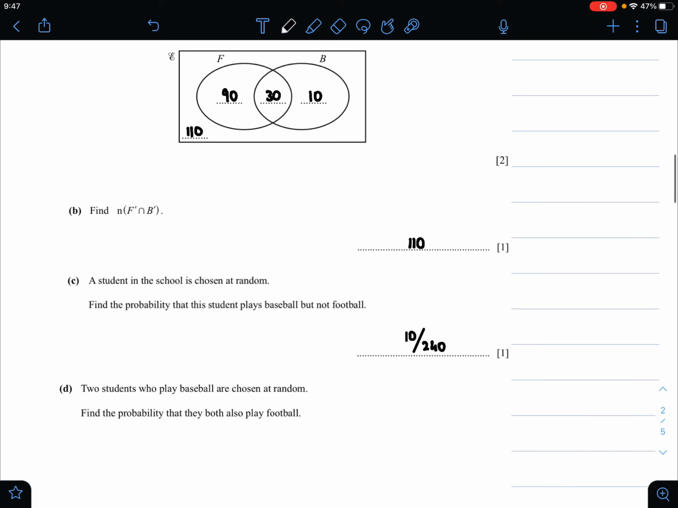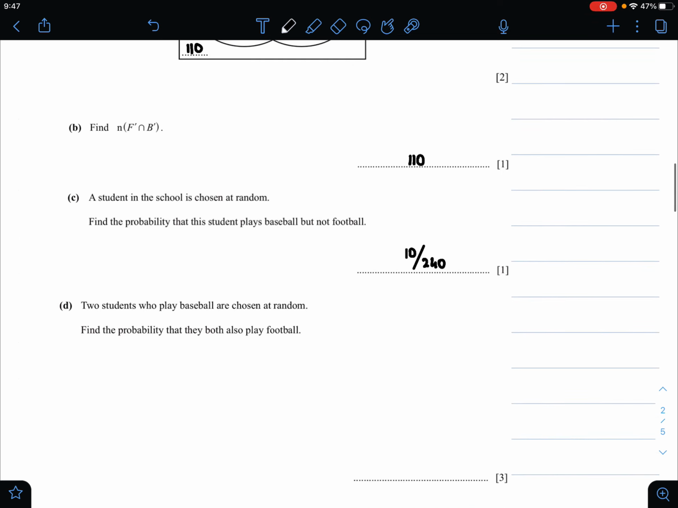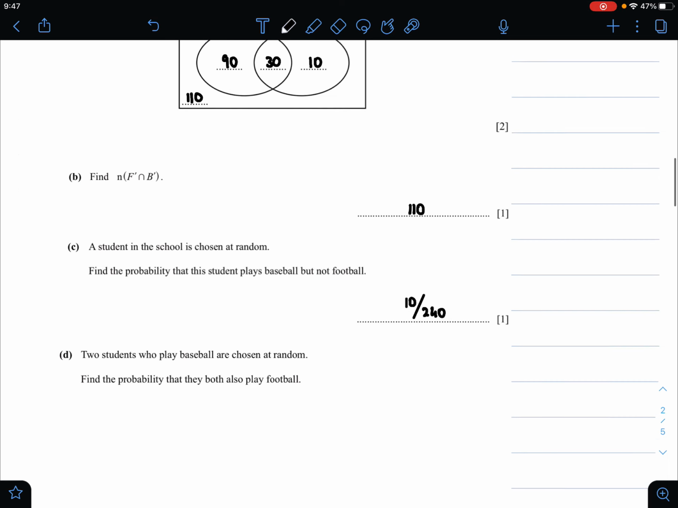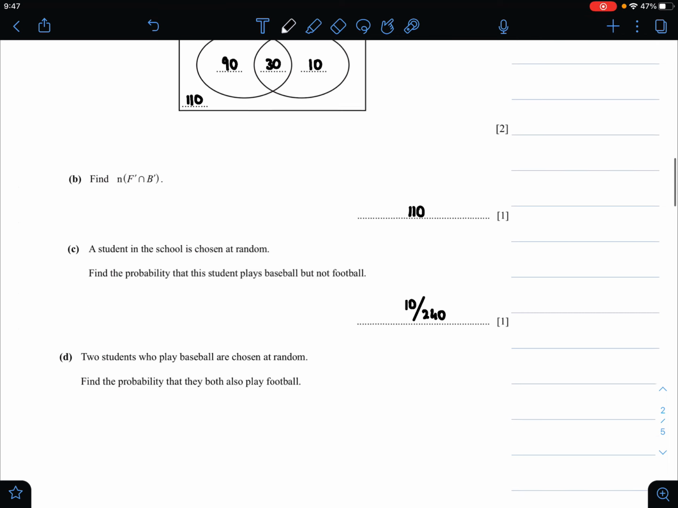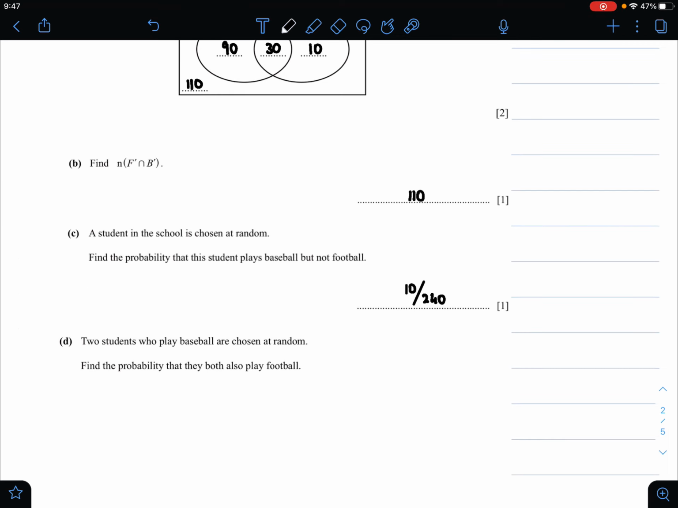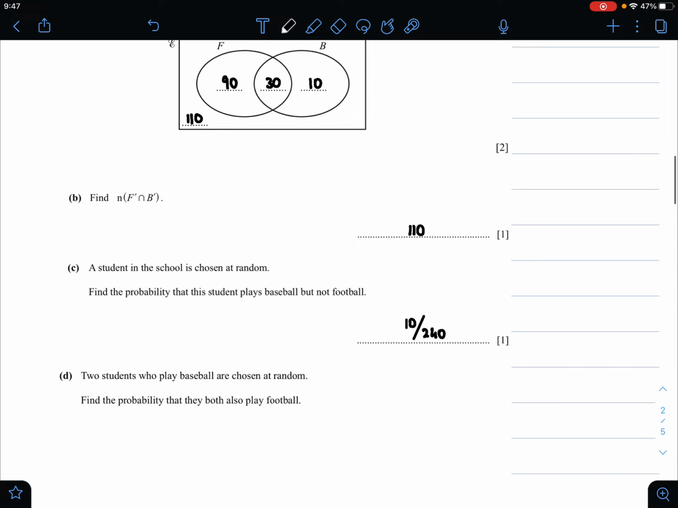Now let's move to part D of this question. For part D, they are telling us that two students who play baseball are chosen at random. Find the probability that they both also play football. So out of all the students who play baseball, that is 40 students, we have to find the probability that they play football as well. So that would be the 30 students that play both the sports, baseball and football.